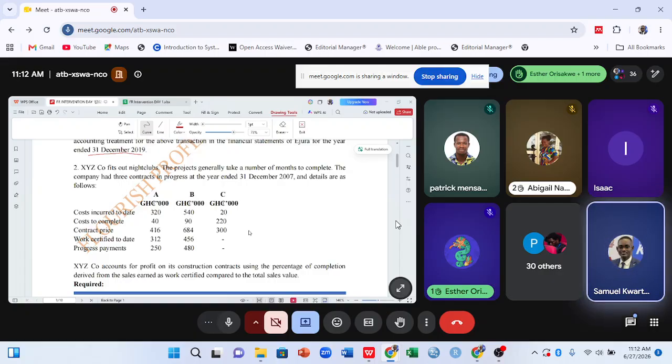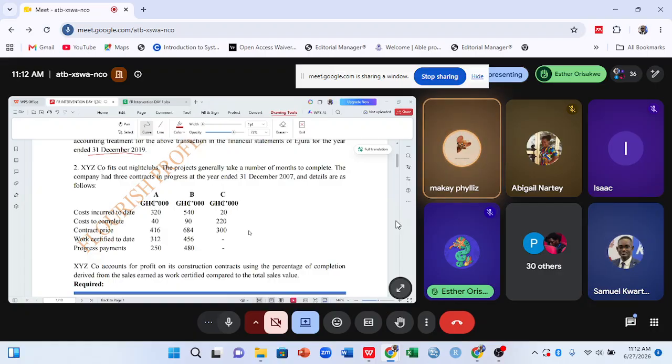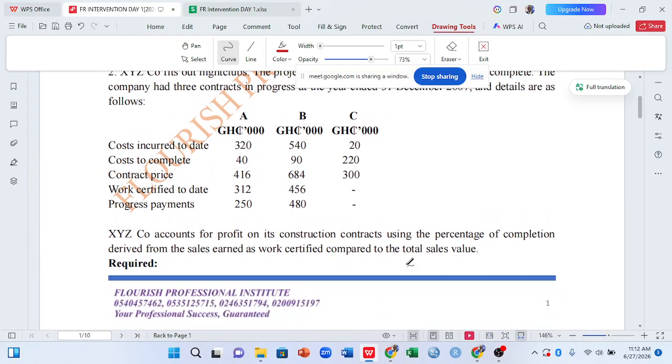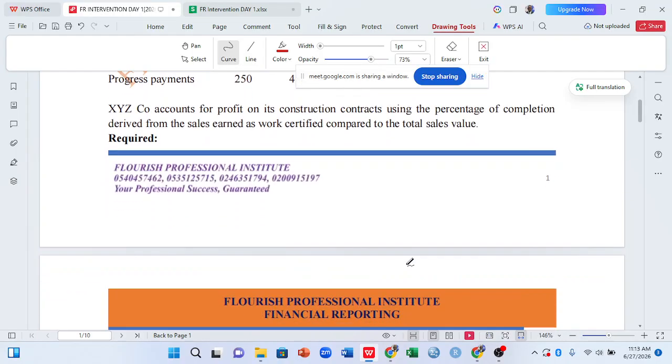Okay, let's go to question two. Question two. XYZ company fits out nightclubs. The projects generally take a number of months to complete. The company had three contracts in progress at the year ended 31st December 2007, and details are as follows: A, B, C with the various costs, cost incurred to date, cost to complete, and then progress payment.